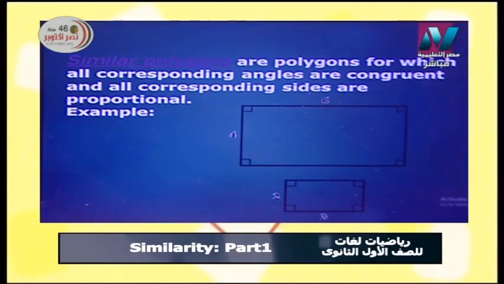You can see we have two rectangles. We know that in a rectangle each angle is a right angle, 90 degrees, so all corresponding angles are congruent or equal in measure. And the sides: this side is 4, this is 2. If we divide 4 by 2, it's 2. And this side is 8 over 4. If we divide them, the length over length will be 2 also. So they are proportional.